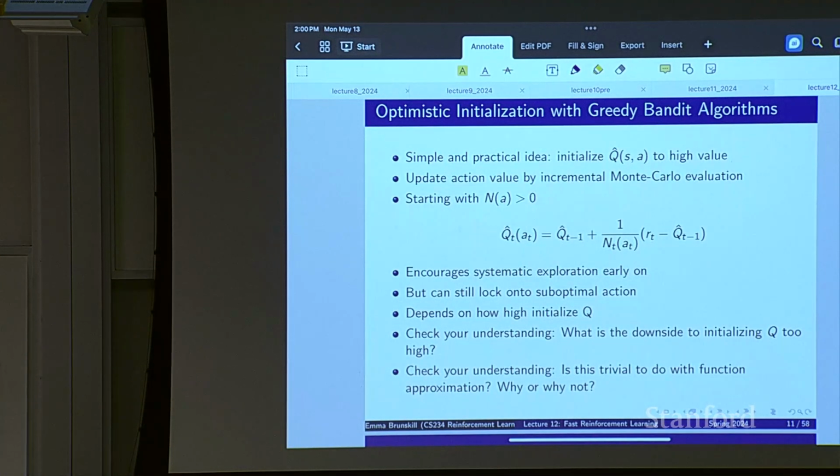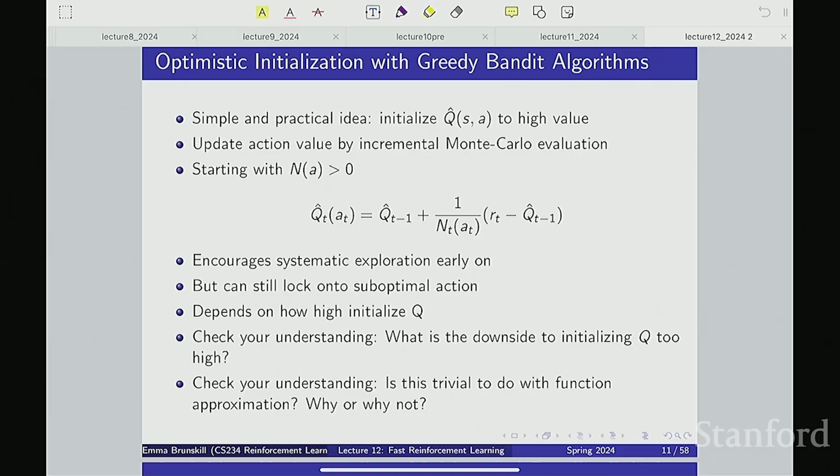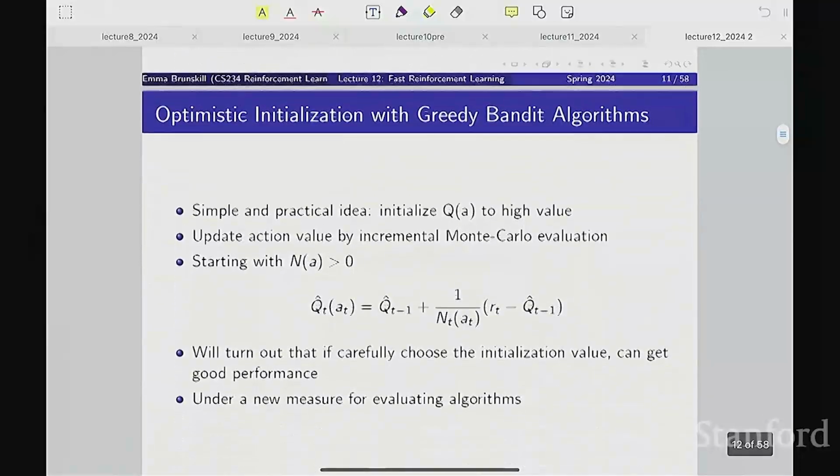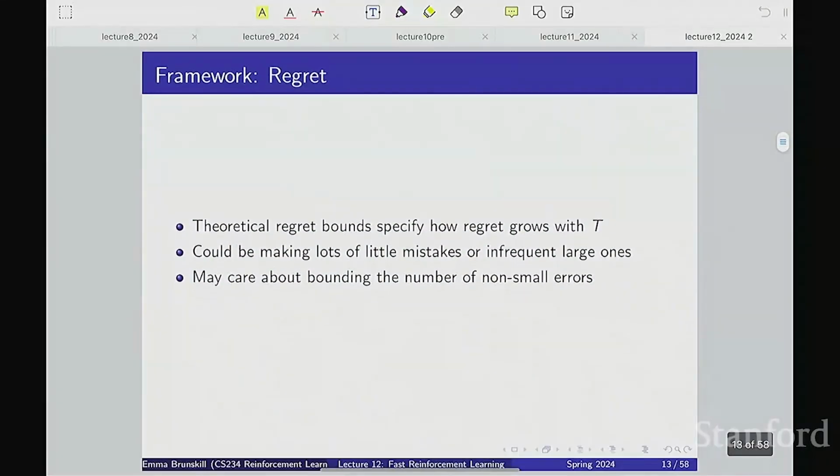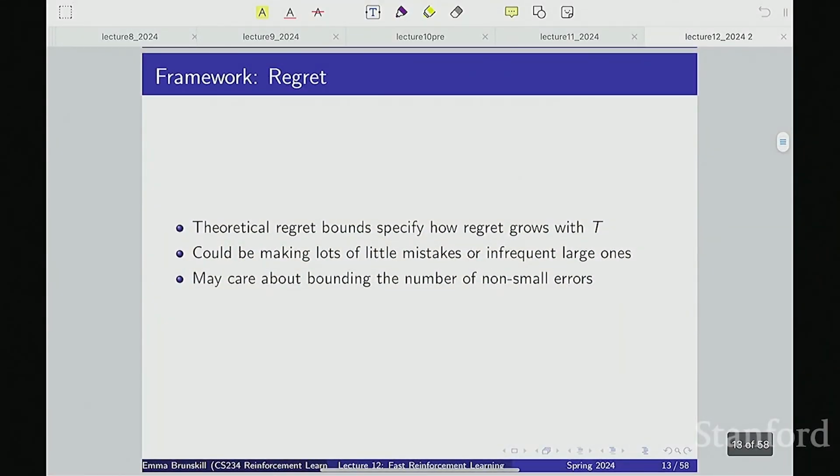Now there's a lot of work on thinking about how to do things with function approximation, and we'll get into that soon. Okay, so if you do carefully choose the initialization value, you can get good performance under a new way of measuring what good performance actually means. Okay, so let's go back to regret.